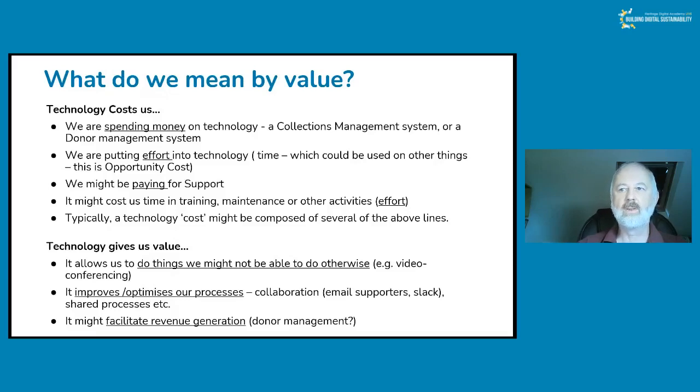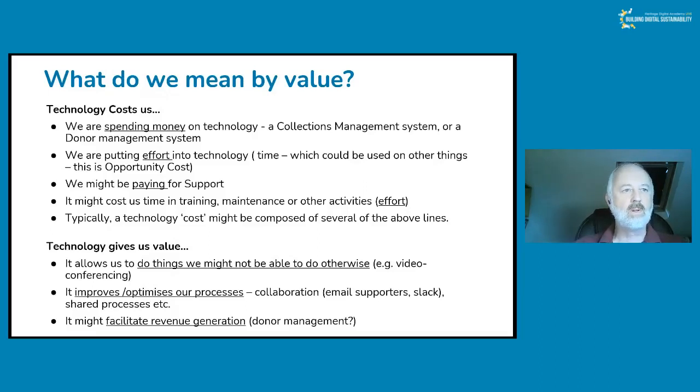So typically a technology cost might be composed of several of these lines. And it's the same whether you're talking about something like Zoom, or your catalog management system, or whatever it is that you're talking about. Now, if you've got it there, it should be giving you some value. And there are three real sorts of value here. It should be allowing you to do something that you couldn't do otherwise. So if you took away all your video conferencing and you needed that because this is how you deliver your services, you talk to people, you collaborate with people, that would obviously be a bad thing.